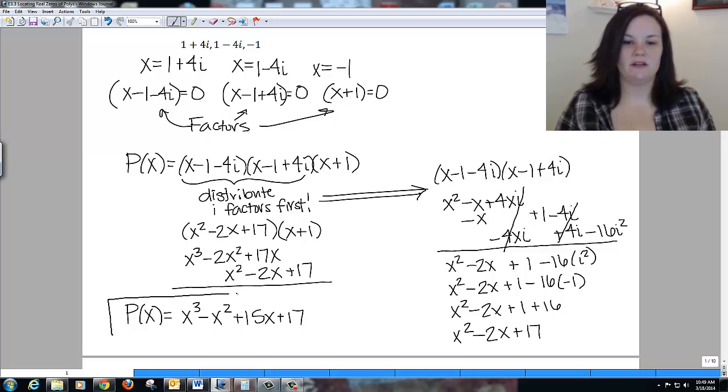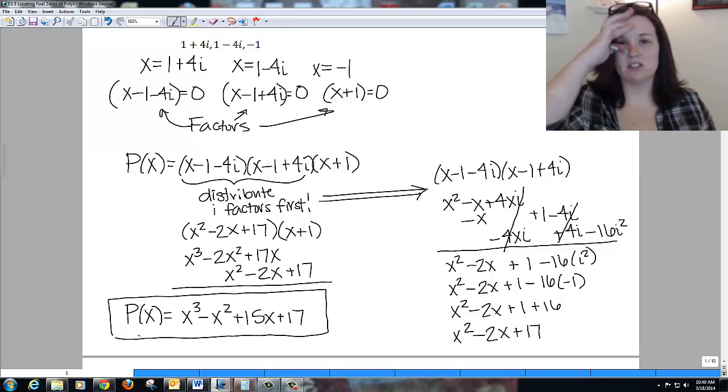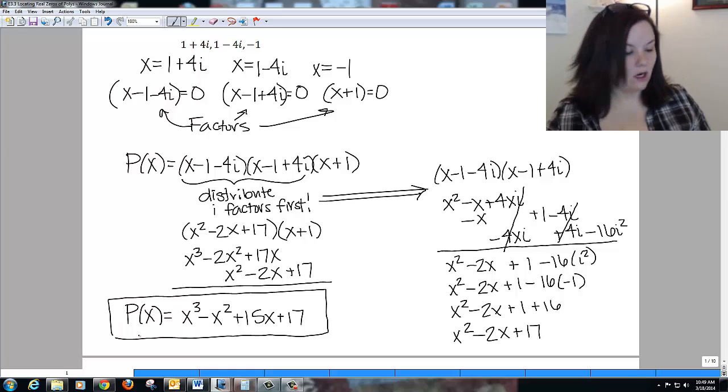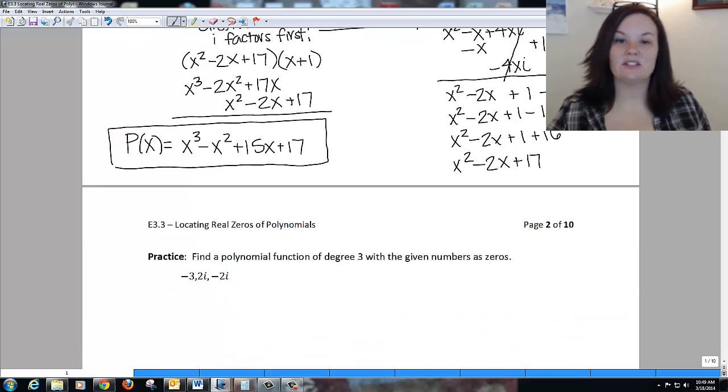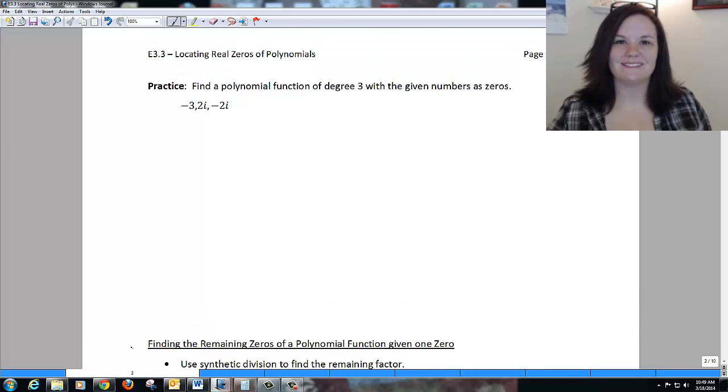Okay. So we take our zeros, we make them factors, and then we just multiply our factors together to get our polynomial function. Okay. Anytime you have i's, always multiply the i factors together first. Makes life a lot easier. Okay. All right. So there is one for y'all to try on the next page. I'll give you a few minutes and then we'll go over it.